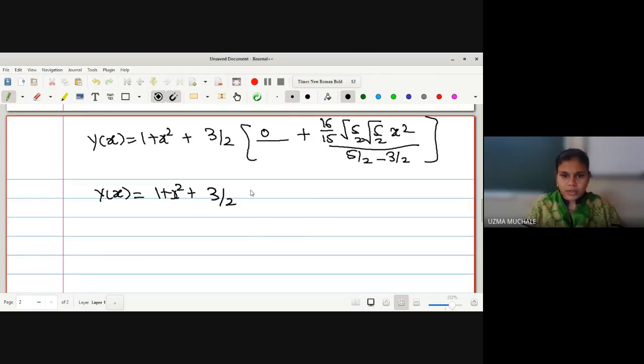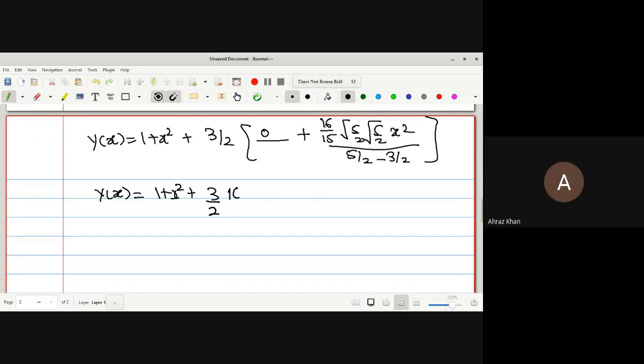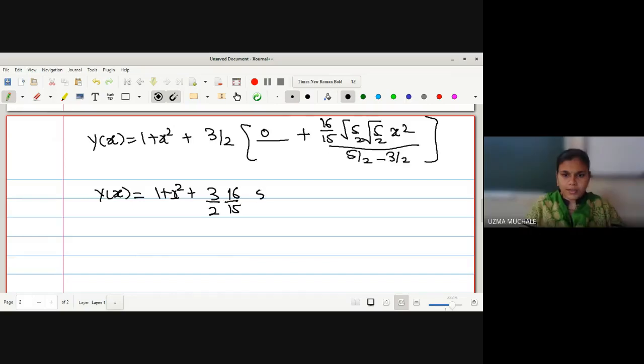If I am going to multiply, this is 3 by 2, 4 by 3 x square. It is 5 by 2 and here x square. What will be 5 by 2 minus 3 by 2? That will be nothing but simply 1, no? 5 by 2 minus 3 by 2 is 2 by 2, divided by 2. It will be 1.